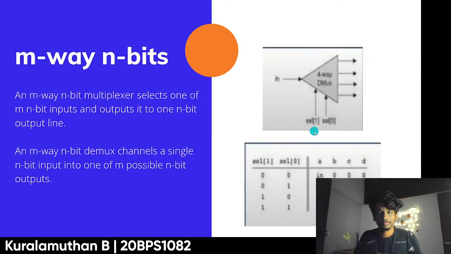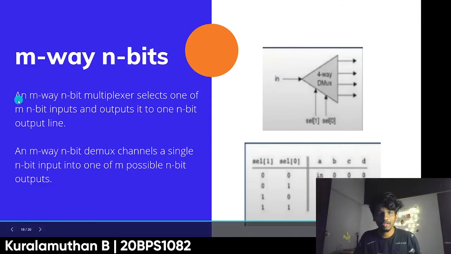So if you see, an m-way n-bit multiplexer selects one of the m n-bit inputs and outputs it into one n-bit output line. So there are going to be m inputs of n bits each. All the input lines are going to be n bits, and there are m input lines. There is only going to be one output line, but it is going to be n bits.